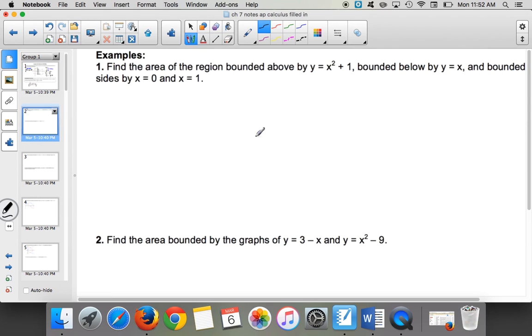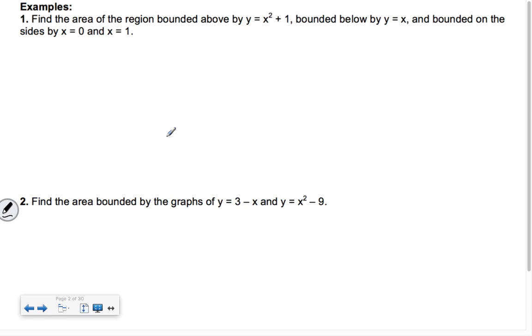All right, so let's try some examples. It says find the area of the region bounded above by y equals x squared plus 1. I do expect you to know how to graph y equals x squared plus 1 without putting it in your calculator. It's shifted up 1, and it's a parabola. And it's bounded below by y equals x.